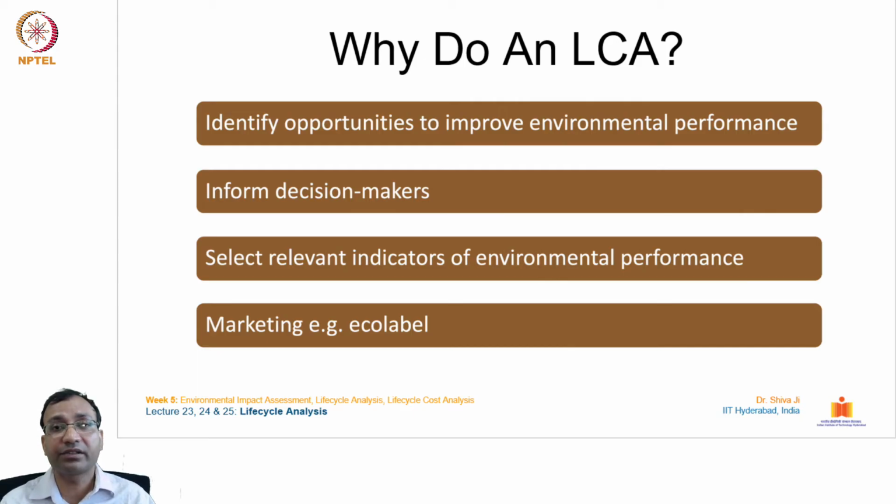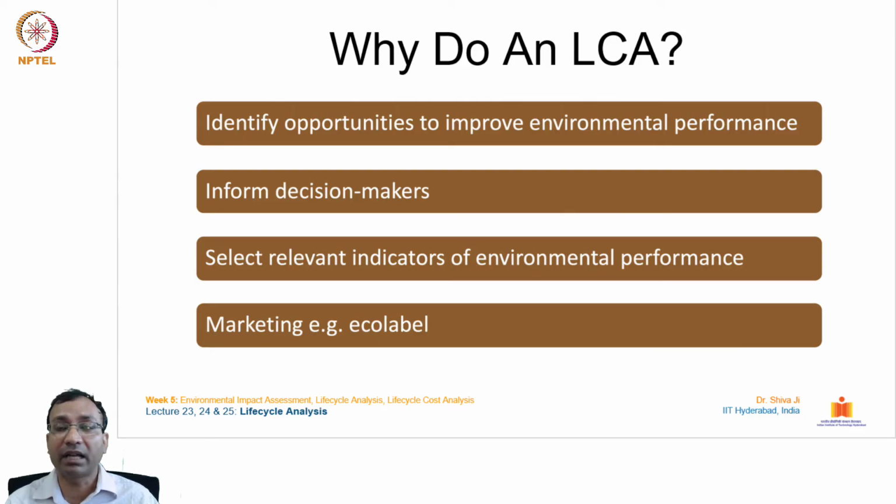As we discussed in the EIA lecture, the environmental impact assessment chapter, environmental impact assessments and LCA studies are meant for taking corrective measures and for informed decision making, so that the overall process can be improved upon. Next, it helps in selecting relevant indicators of environmental performance. And lastly, it even helps in devising certain types of marketing strategies.